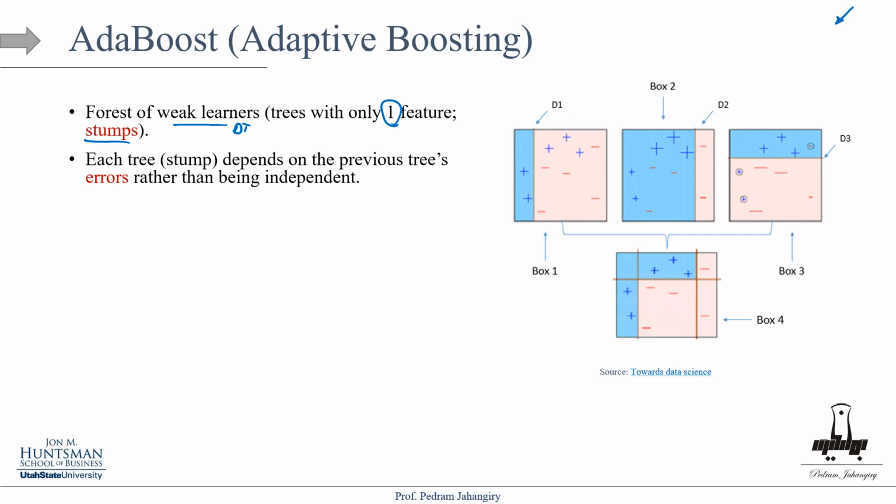So let's look at that. Imagine this is our classification problem. We have 5 blues and 5 reds. This is a very simple example, right? And each tree that we're going to make in AdaBoost is going to depend on the errors from the previous tree, right? So in that sense, they are not independent, right? So each tree depends on the error of the previous tree.